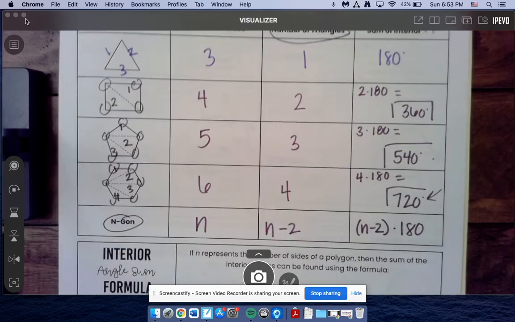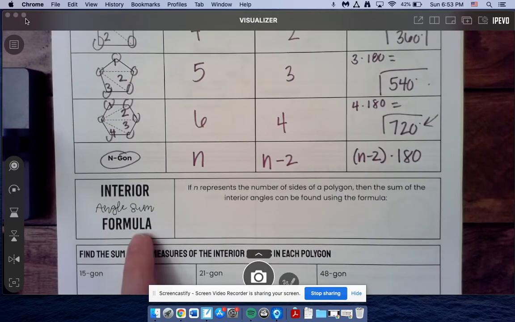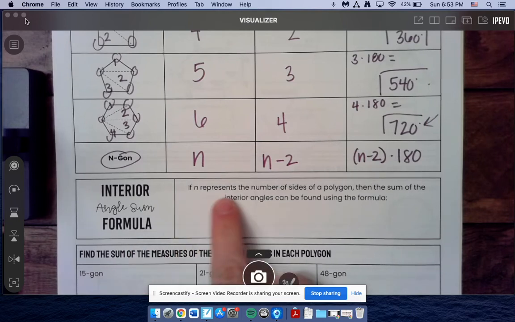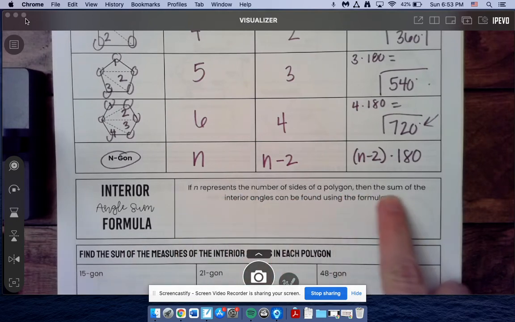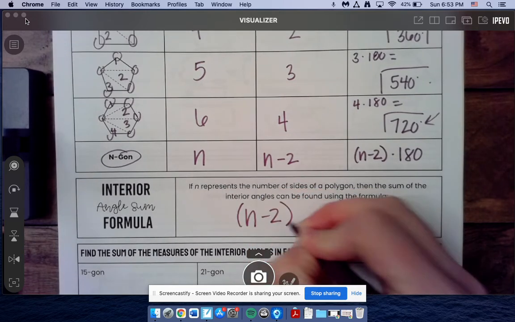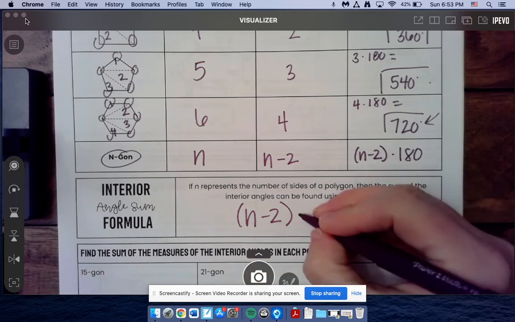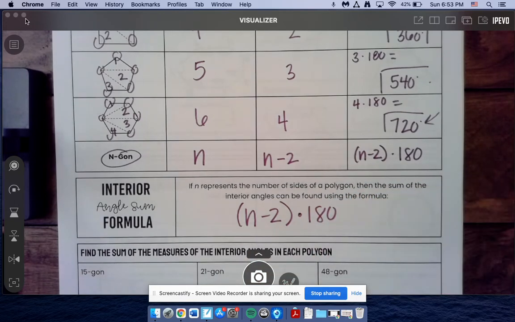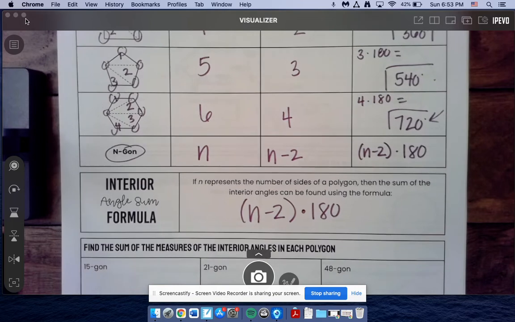That's what this next box is talking about. It says the interior angle sum formula: if n represents the number of sides of a polygon, then the sum of the interior angles can be found by using this formula. n minus 2, the number of triangles in our polygon, times 180. Okay? Really, today is just a bunch of calculator work. If you don't have a calculator, please use your phone. Not ideal with us not being in the classroom, but just do what you can. If not, use your Chromebook, just Google an online calculator, and that will work just as well.